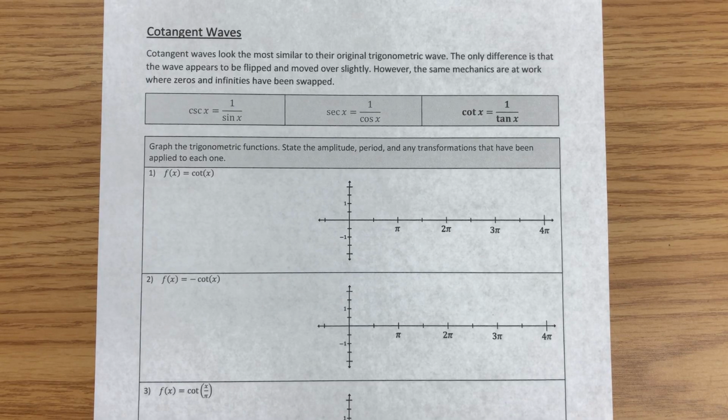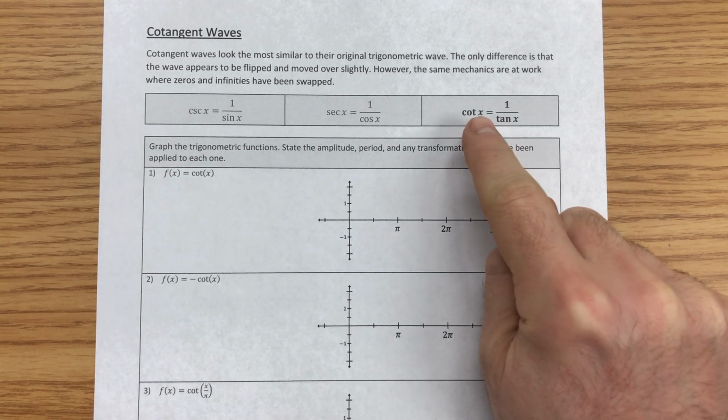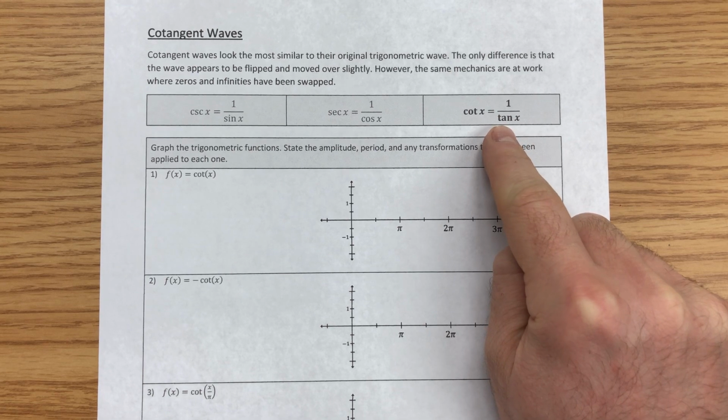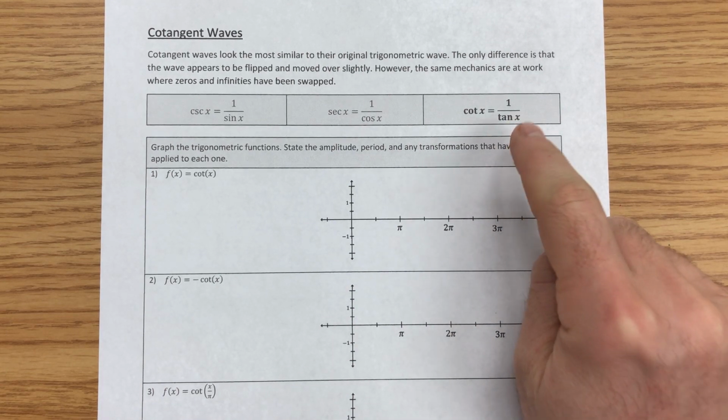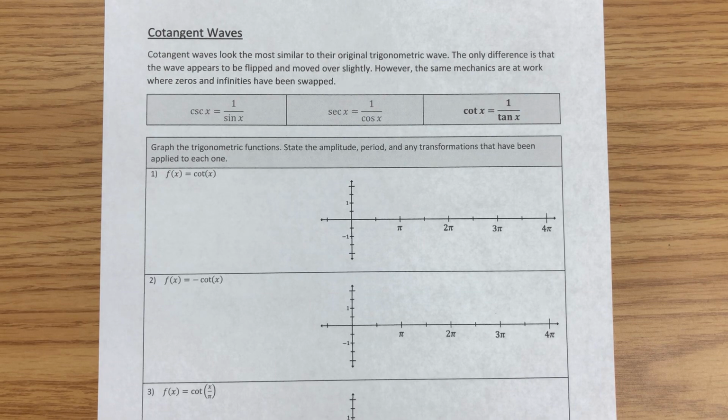So today we're going to be looking at cotangent waves. Now, cotangent waves, similar to the cosecant and secant waves, are going to be another type of reciprocal trig identity. And cotangent is going to be related to, you guessed it, the tangent wave. The process is going to be very similar to how we graphed secant and cosecant. We're going to use the tangent function in order to graph the cotangent function.